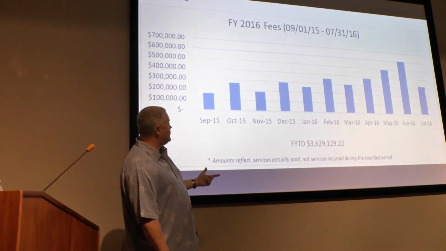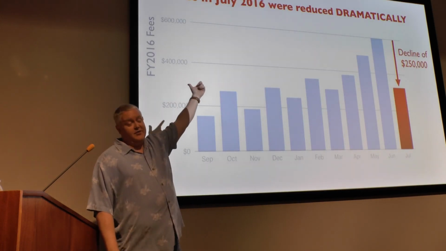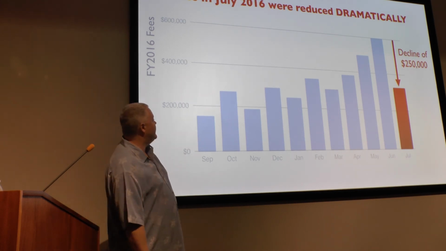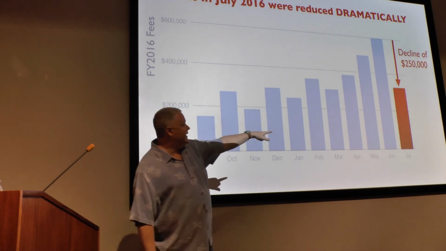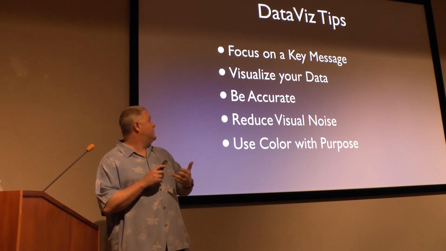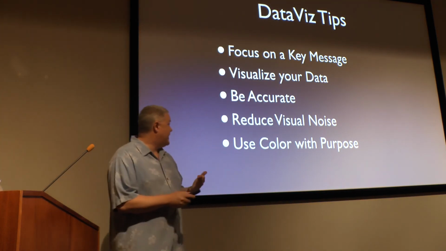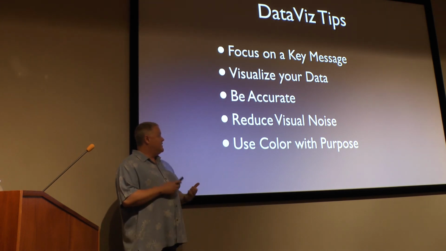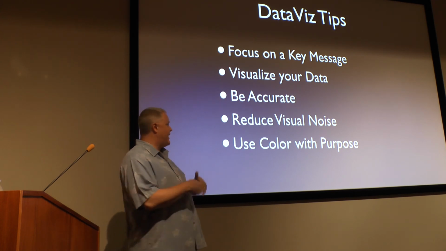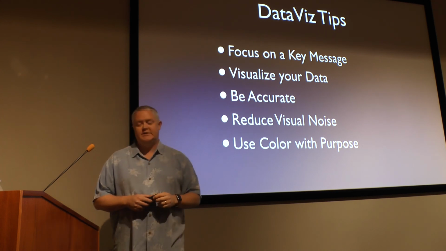If this is your default chart, pick your key message, clean it up, put the key message in the title, titles matter. Use the title to hit your audience over their head with your key message. Clean it up, and then highlight your major key point. So 5 things. Focus on a key message, visualize your data, because you want to tap into that picture superiority effect. Be accurate, so be careful about how you visualize your data. Reduce as much visual noise as you can to remove distractions, and then only use color with purpose to draw your audience's attention to specific points in your data set.